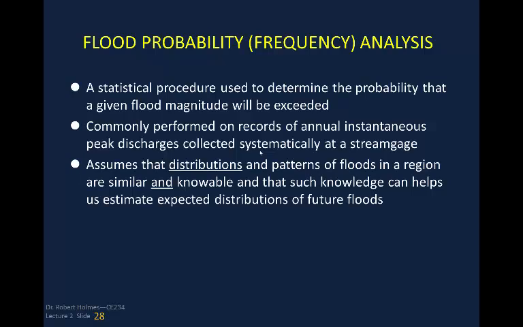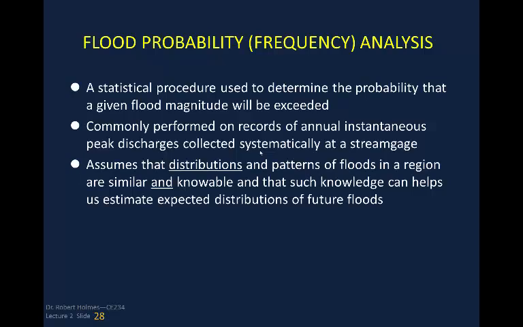There's a chapter in your textbook in Mays that deals with this, but it's basically a statistical procedure to determine the probability that a given flow will occur or be exceeded. And when we talk about the 100-year flood, that's what we're talking about. We've done a statistical analysis of a particular location and said, okay, we have a 1% chance, that's what the 100-year flood is. 1 over 100 is 1%, or 0.01 probability of having that flood in any particular given year.